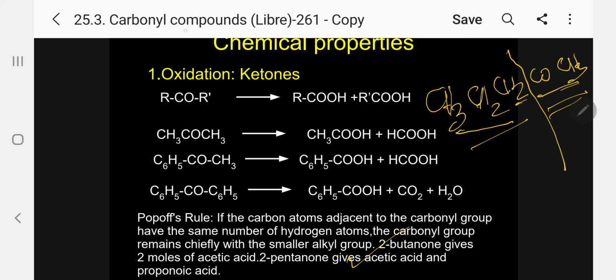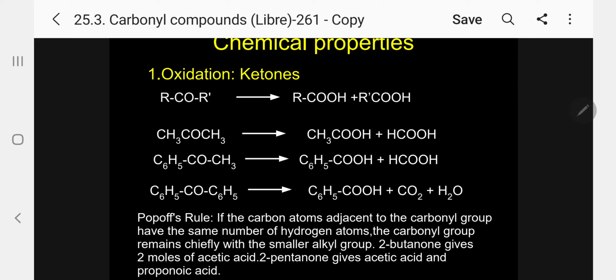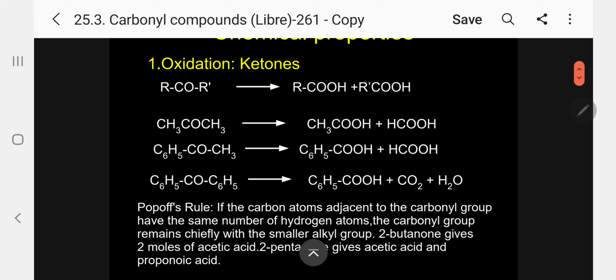That is, Popov's rule guides us, so what acids will form here. So in this case, for example, acetone, kindly follow, both sides equal gives acetic acid and formic acid, because any side if you cleave, one side 1 carbon, other side another 1 carbon, so CO will go to any 1 carbon, so it becomes acetic acid and formic acid.